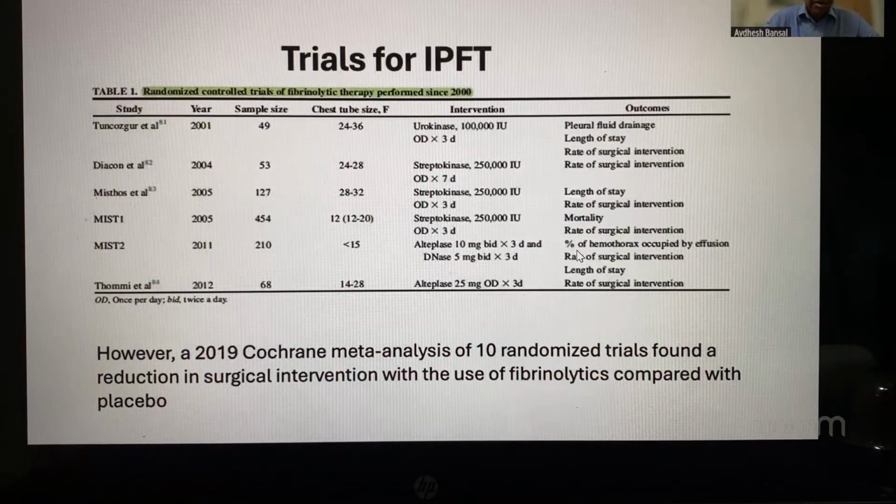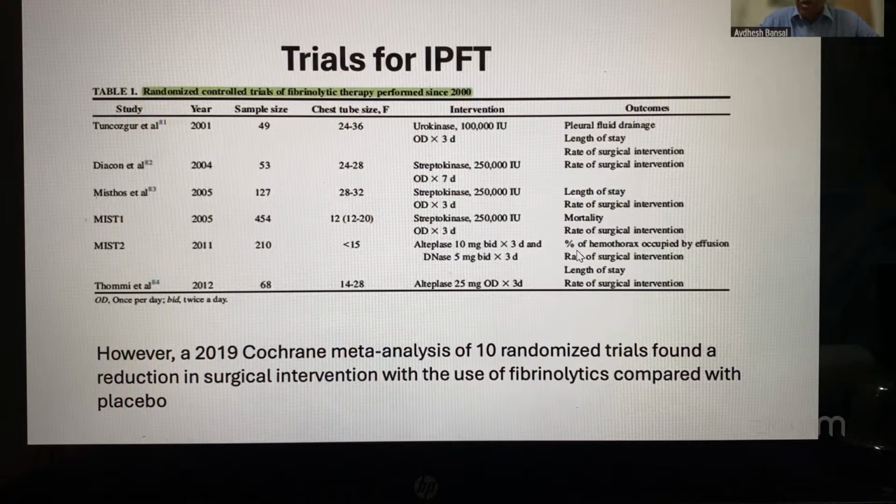So there were multiple trials which have been recorded in the literature, the MIST-1 and MIST-2 trials. The MIST-1 trial interestingly showed that streptokinase had no utility, and there was no difference in the mortality, and there was no difference in the use of the tube size. Whereas the MIST-2 trial, done again in the UK in 2011, and there were 4 arms in this trial, actually showed that it resulted in a decreased rate of surgical intervention and lower hospital stay. There was a 2019 Cochrane meta-analysis, an analysis of 10 randomized trials, which showed that whatever fibrinolytic you used, there was a definite reduction in surgical intervention in these patients.